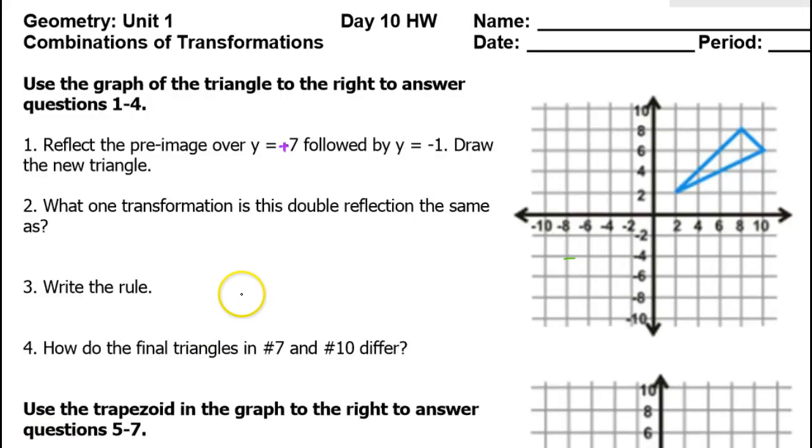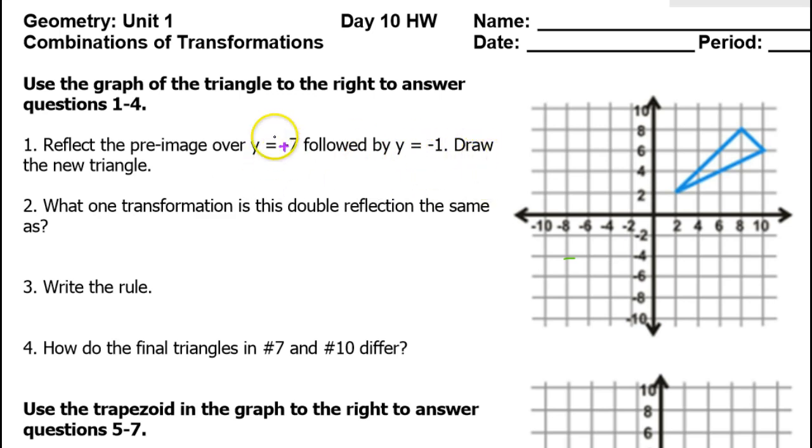In this video, we will practice doing combinations of transformations. That means doing two or more transformations in a row. So, we need to do the following two transformations for problem number one. We are going to reflect the preimage, this triangle, over the line y equals 7, followed by y equals -1. And we'll draw the new triangle.